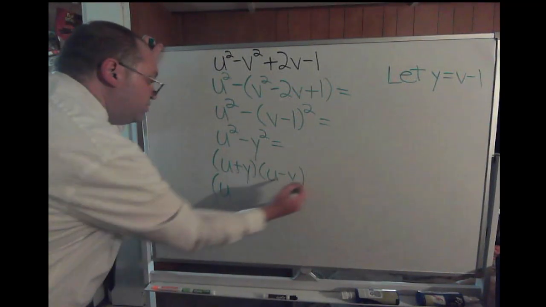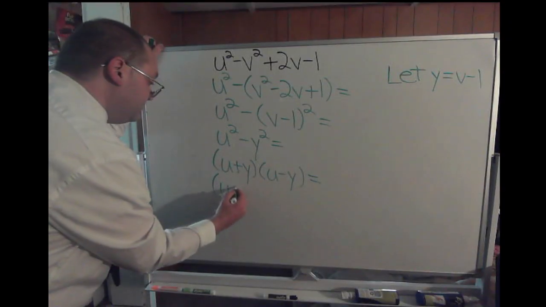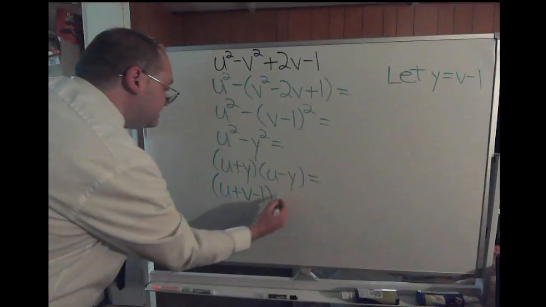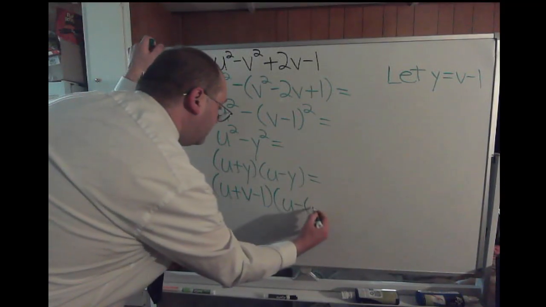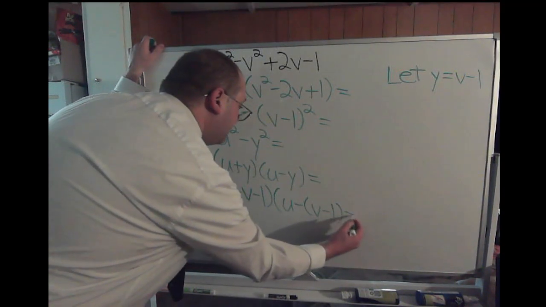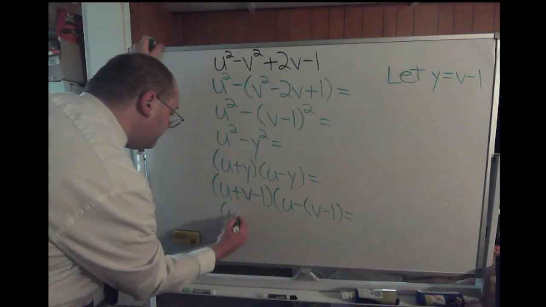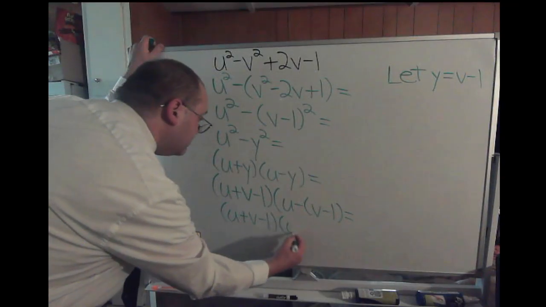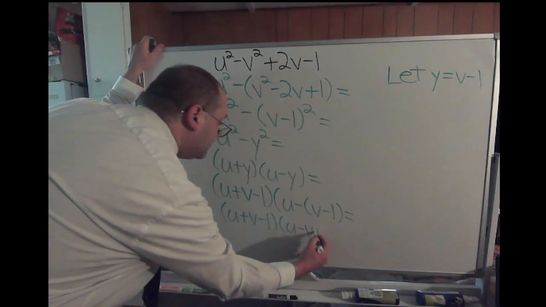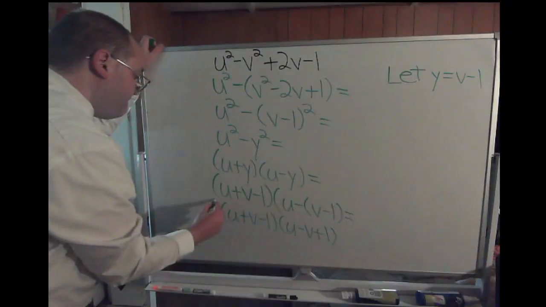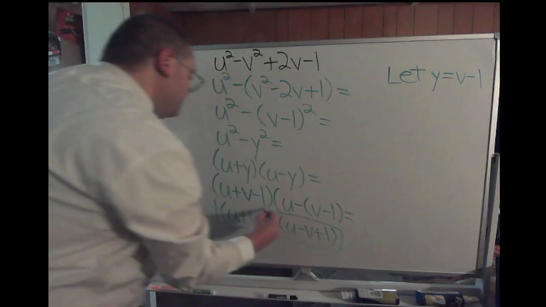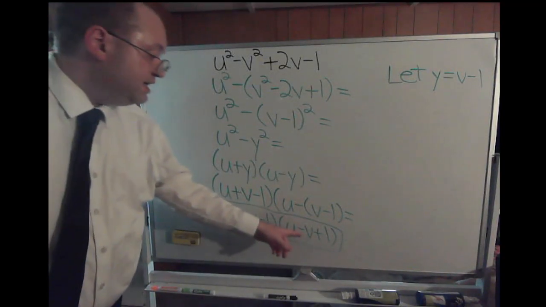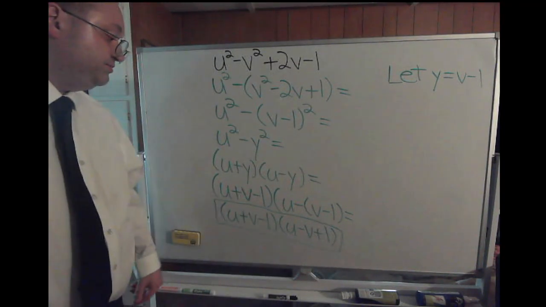So you would get u plus v minus 1 times the quantity of u minus the quantity of v minus 1, which we simplify further. You get u plus v minus 1, that quantity times u minus v plus 1. So the factorization of this is going to be the quantity of u plus v minus 1 times the quantity of u minus v plus 1.